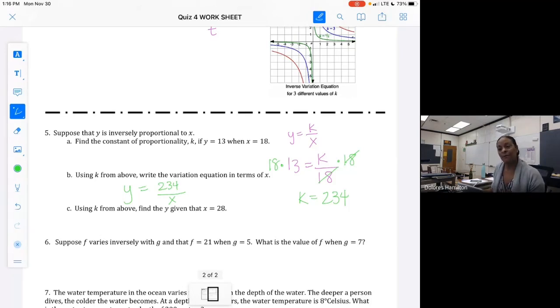And now I can solve for any x and y. So now I'm going to find y if I know that x is 28. So I plug in 28 for x, plug that into Desmos, and I round.